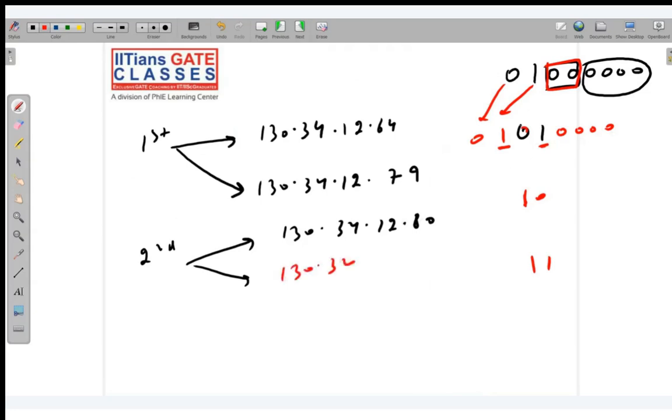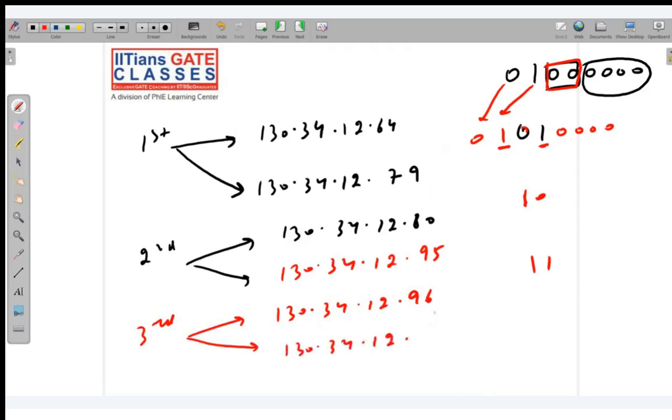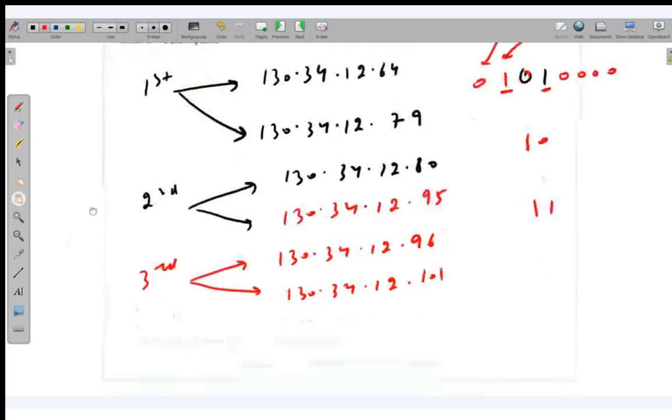So 130.34.12.95. Okay, and the third organization starts at 130.34.12.96. Till what point will we go? We will add 15. So you just keep on adding 15 and we will get the answer. Any doubt here? No, sir.